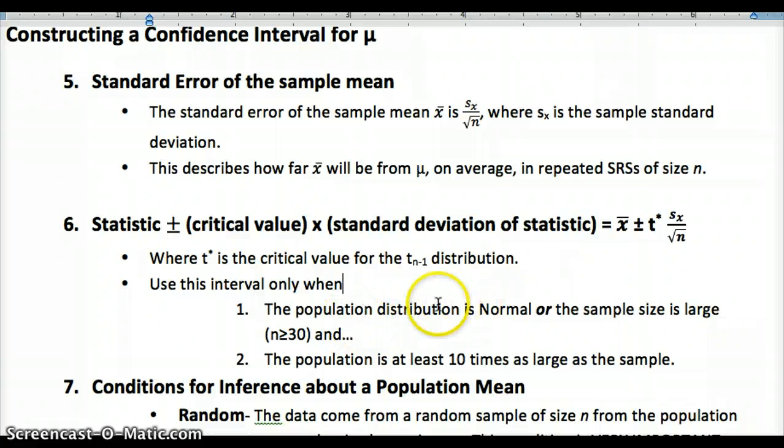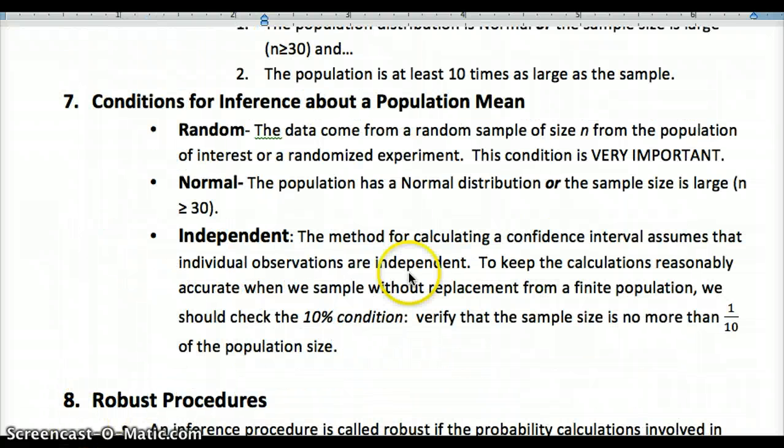So if the population distribution is normal or the sample size is large, so being bigger than 30, and then the population is at least 10 times as large as the sample, so the 10% condition. So it has to be random. We need to have an SRS to have an unbiased estimator. It has to be normal. However, for population means, this is the condition that's different, the normal condition.